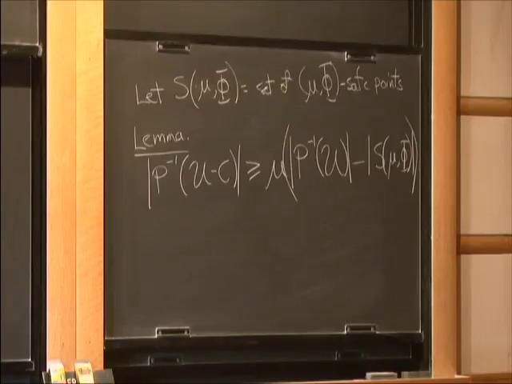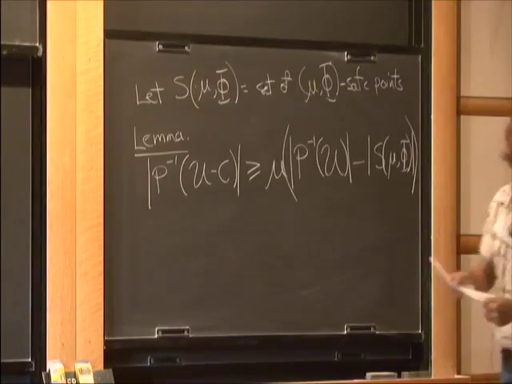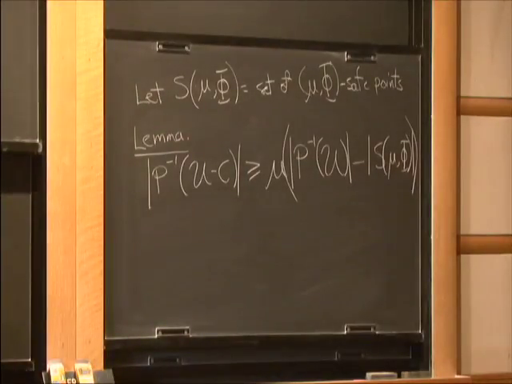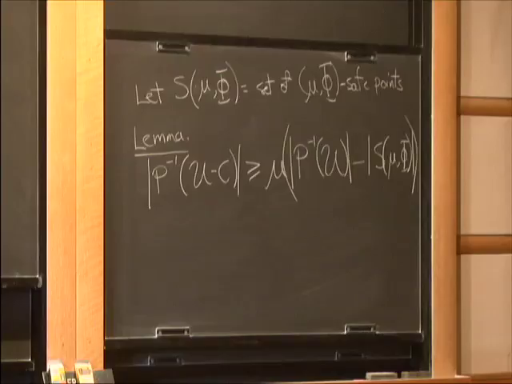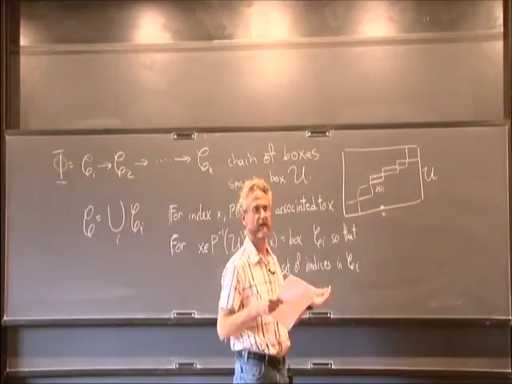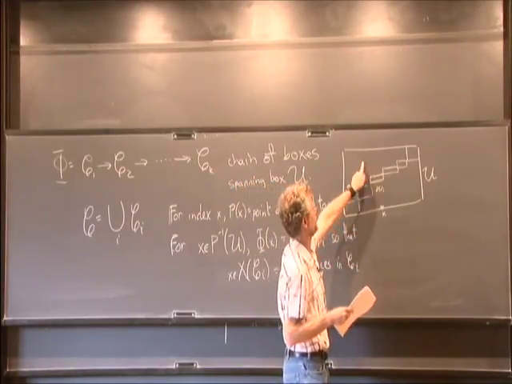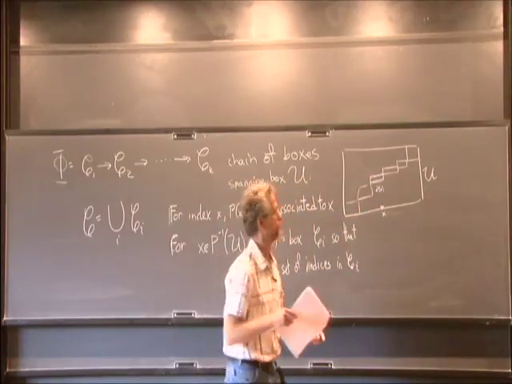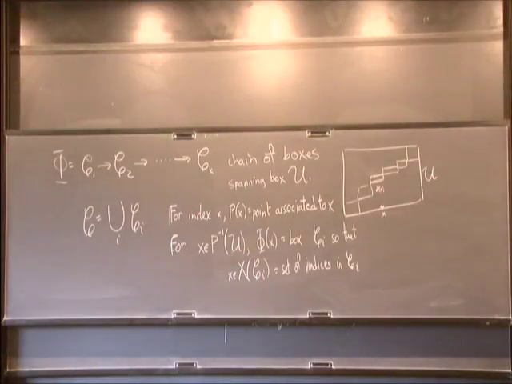So let's just understand the statement of the lemma. P inverse of U minus C is just asking how many points X map outside of this chain of boxes. That's what we were trying to show. The basic form of the dichotomy lemma was to say we wanted to show that there's at least a mu fraction of the points that lie outside of there. It's not quite true. It's not a mu fraction of all the points. P inverse U is everything, but it's everything except those ones that are safe. So it's a mu fraction of those.